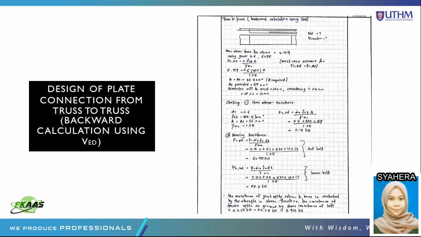The resistance of the joint, spike column to base, is controlled by the strength in shear. Therefore, the resistance of the tension spike governed by the shear resistance of bolts is 2 times 11.14 kilonewton equals 22.28 kilonewton, which is more than 8.914 kilonewton of VED. So that's all for connections.